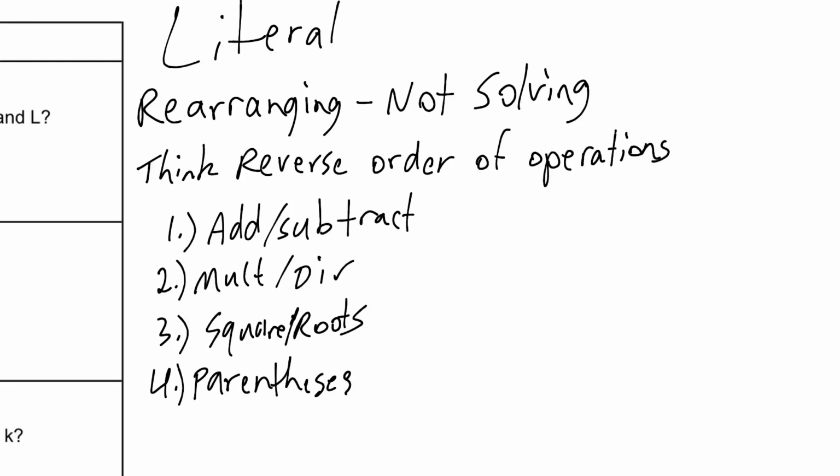For literal equations, we are rearranging, not solving. Still think in terms of the reverse order of operations. As we manipulate equations, we'll tend to add and subtract things first to cancel things out, then multiply and divide, then deal with squares and roots, and then finally parentheses. Keep in mind if you have something like 2x plus y over z is equal to q, there are implied parentheses that go along with the top part of that fraction. So that step will happen after we multiply by z.